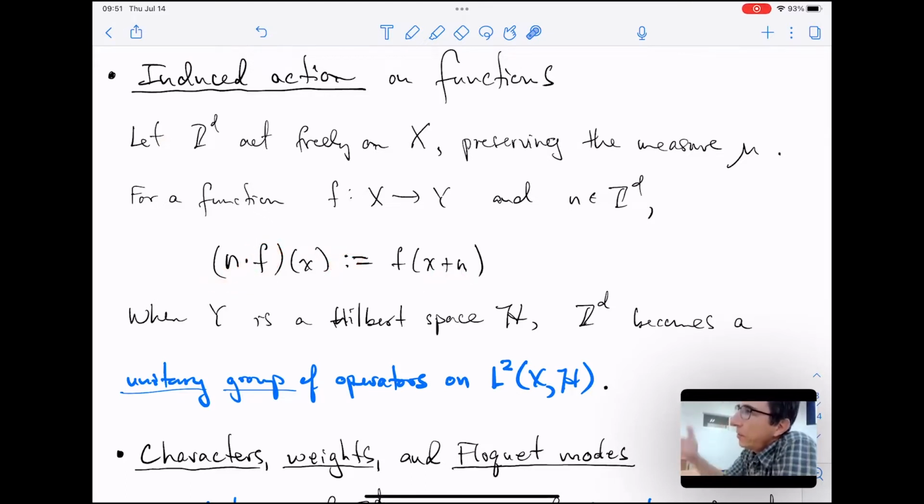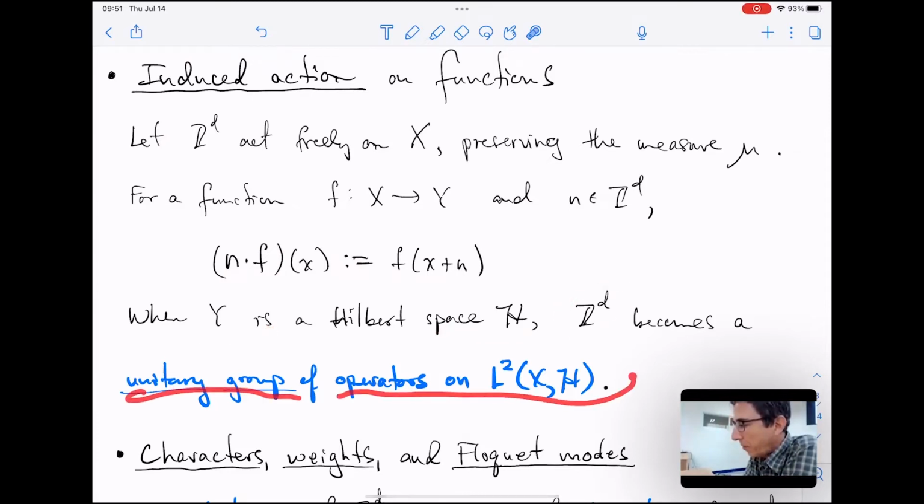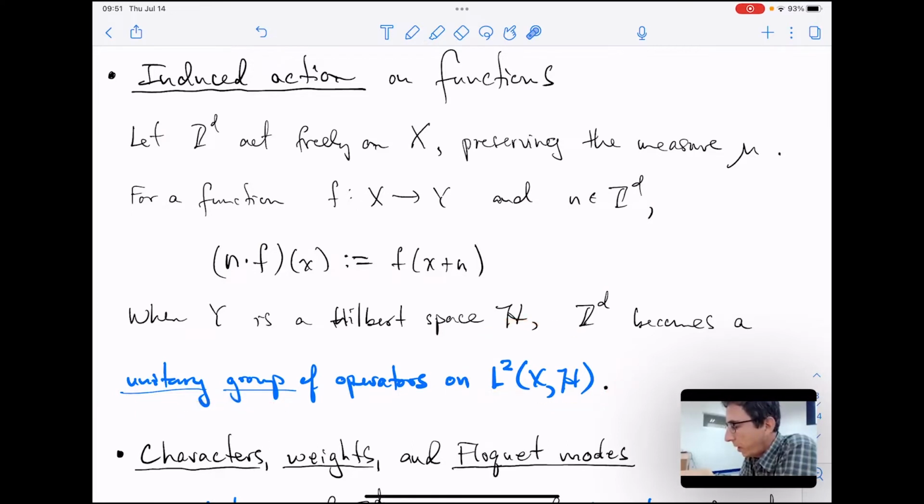Shifting a function means shift the argument. Okay, so you apply the group action on the argument, and then you pull back the function. It's really pulling back the function by the group action, if you like to think about it that way. So when Y is a Hilbert space, this Z^d becomes a unitary group of operators. That's what's important. That's why it's in blue. A unitary group of operators on L2 of X with values in H.